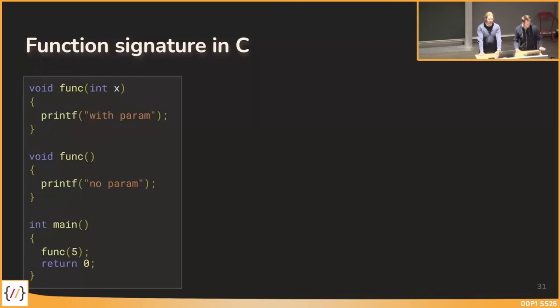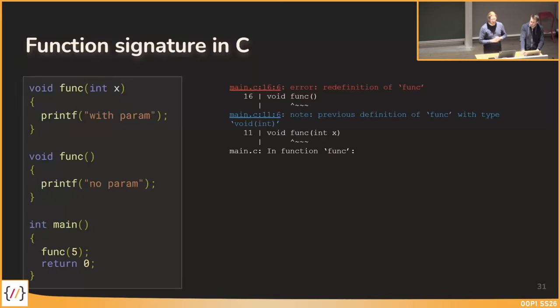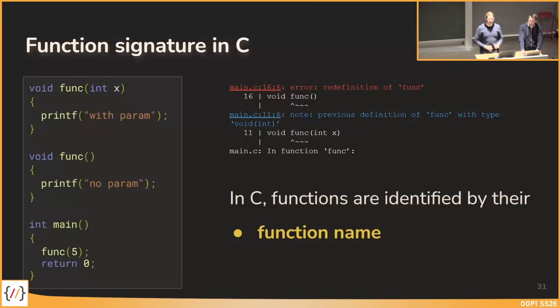What is the behavior of this program? Any ideas? Does this work in C? Yes? No? Okay? Exactly. It will give you a compiler error. It will say, okay, the function func was already defined. You cannot redefine it. So what we can now take away from this program here is that C uses the function name to identify the function, and only the function name. So this is important here.